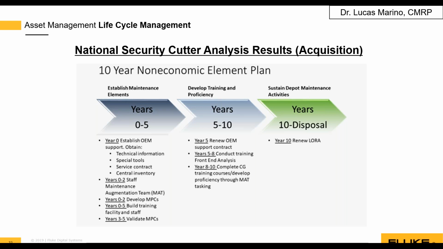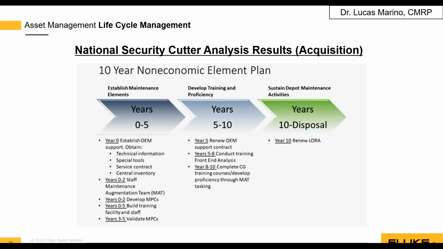With the Coast Guard assets, we figured it would take up to 5 years for them to obtain OEM support through technical information, special tools, and a central inventory of parts. They had to develop a maintenance staff team. They had to develop the maintenance procedure cards themselves so we know what work to do. We had 5 years to basically get all of our maintenance foundation established. In the second 5-year term, we would be able to renew our contracted support and stand up a blended team. We'd be able to conduct a front-end analysis on our training needs, and start training our people toward the latter half of that time period.